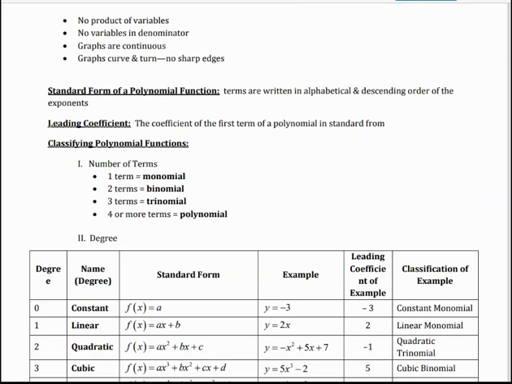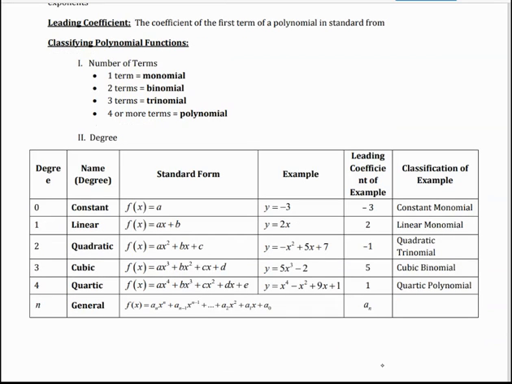So, standard form of a polynomial, again, written in alphabetical and descending order of powers. Our leading coefficient is the coefficient of the first term of a polynomial in standard form, aka it's the coefficient of the term with the highest degree. Classifying polynomials, these vocab words should not be anything new. When we have one term, we call it a monomial, 2 terms binomial, 3 terms trinomial, and 4 or more terms we just refer to as polynomials.